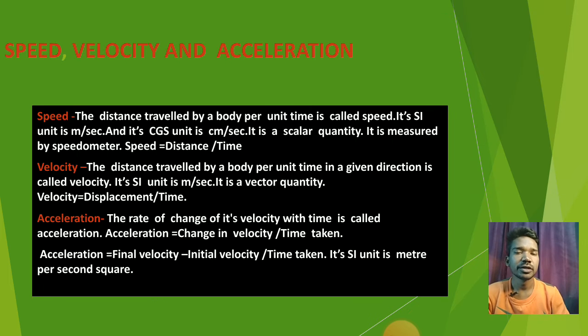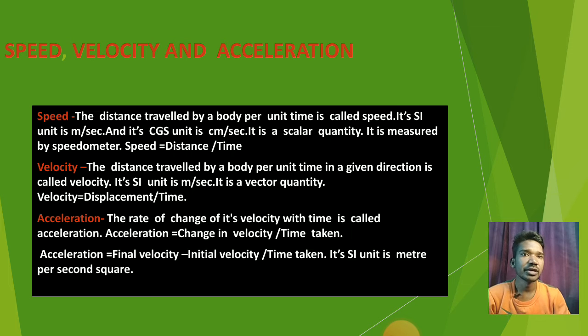Coming forward to the next term, speed, velocity and acceleration. What is speed? The distance traveled by the body per unit time is called speed. It tells us how fast or slow the body moves. Its SI unit is meter per second. If we talk about CGS unit, it is centimeter per second.